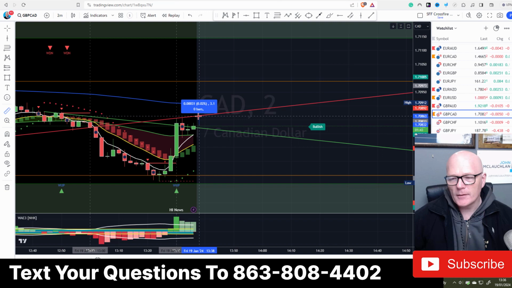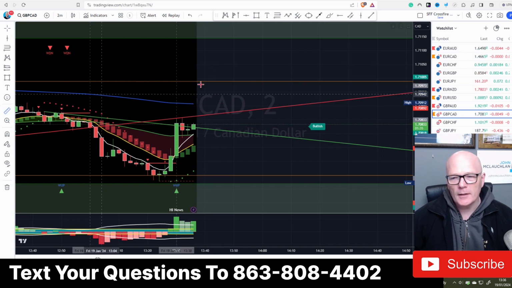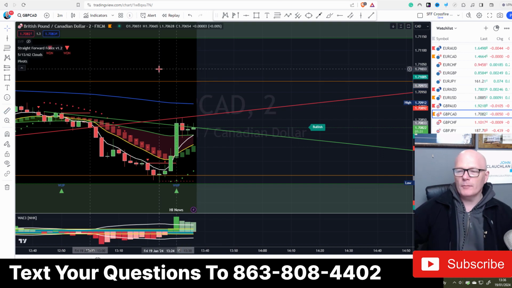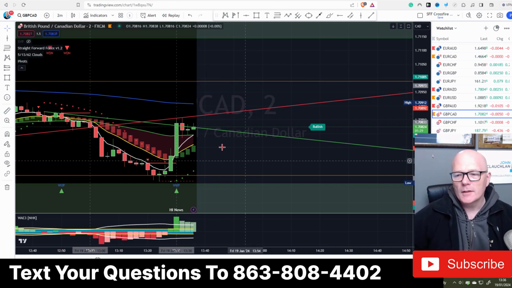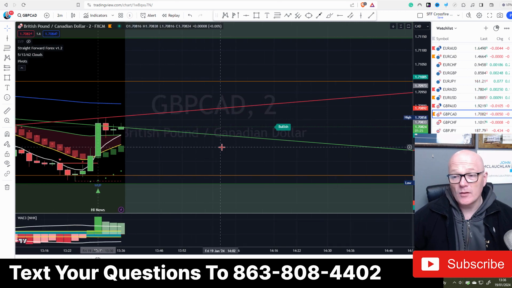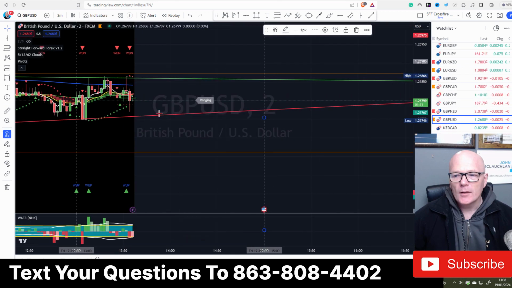So, to the red is 3.1. To the 200 moving average, 7.6. To the pivot, 15.3. Okay, and then from the 200 moving average to the pivot is 7 pips. It's just a nasty situation to be in. So stay out. Stay out.